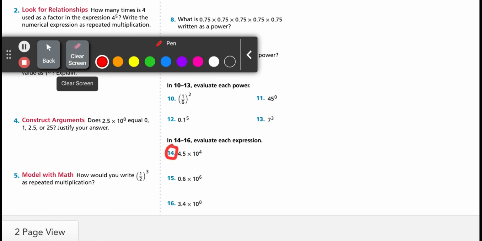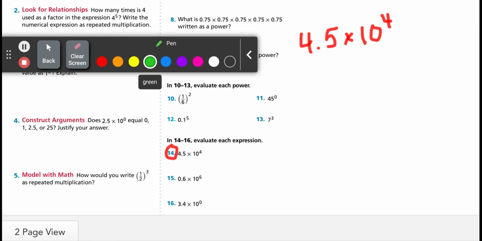And the last question I want us to look at is number 14. So rewrite it in your notebook, 4 and 5/10 times 10 to the fourth power. So you look at the exponent attached to the 10, and that tells you how many times you're going to move the decimal point. So how many times are you going to move the decimal point in 4.5? Well, I look at my 4. The 4 in my exponent tells us we're going to move that decimal 4 times to the right.